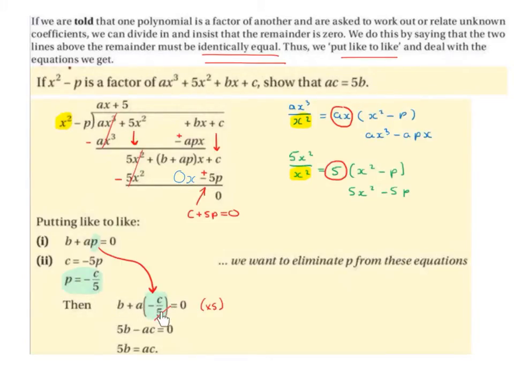Now to get rid of the fraction part, we're going to multiply by the denominator, which is a 5. So b times 5 is 5b. And a times minus c over 5 times 5, what will happen is the denominator will cancel. So we'll get a times minus c, which is minus ac, equals 0. And then all we have to do is bring the minus ac over the equal sign to get plus ac. So we have 5b is equal to ac, and that's what we were asked to show.